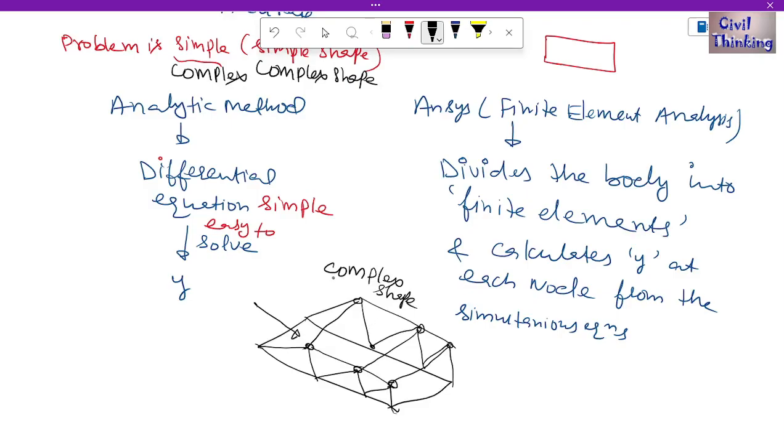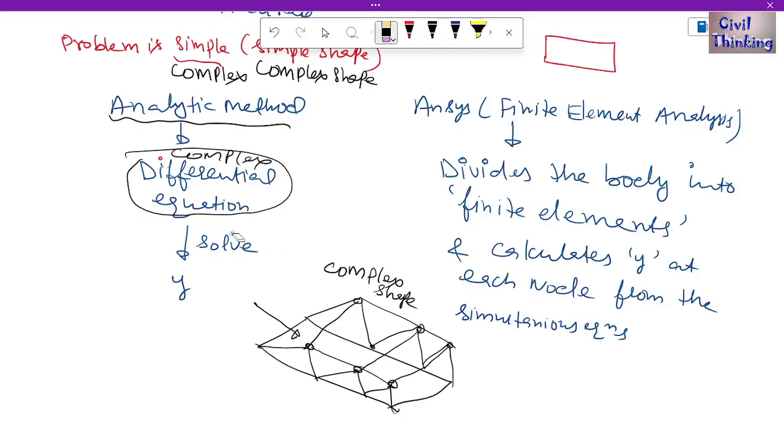So in this case, even if we decide we will not use the Ansys program, we will use the analytic method, then this differential equation is not going to be simple. It is going to be a complex differential equation. Since we have a complex differential equation, it will not be easy to solve by hand. It will be very hard to solve for y, because we will have a complex differential equation.